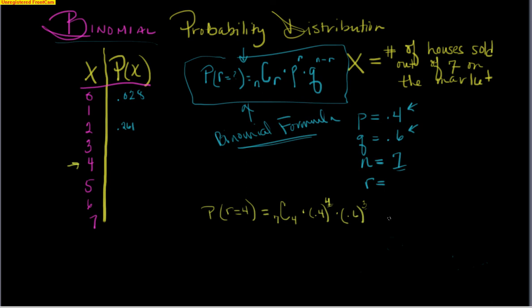What's the probability of that happening? Well, you punch that all into your calculator, and if you have any trouble with it, let me know, but you should get 0.194. There's about a 19% chance that she will sell exactly 4 houses.